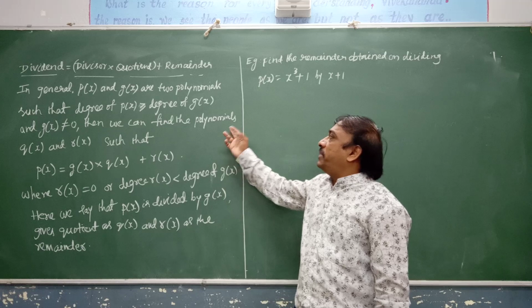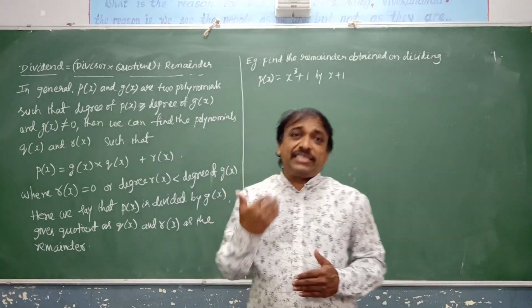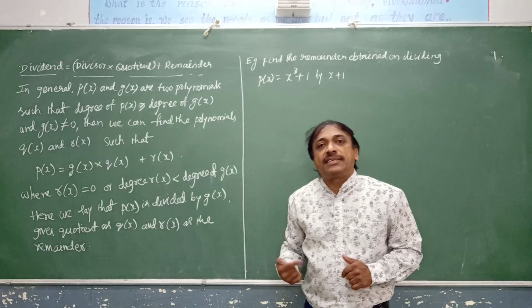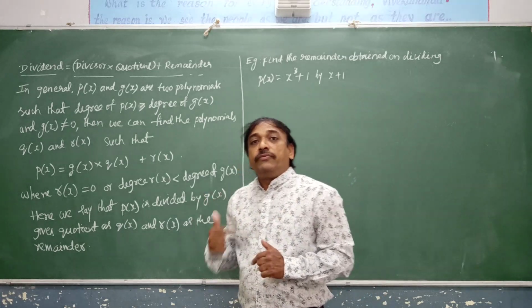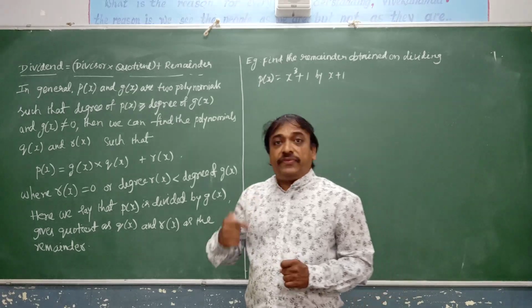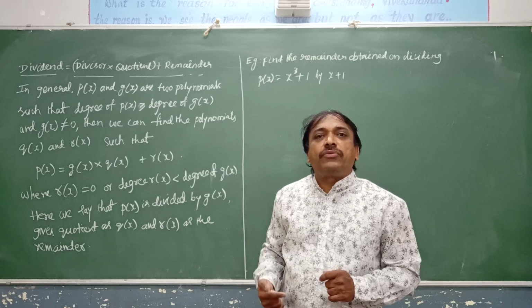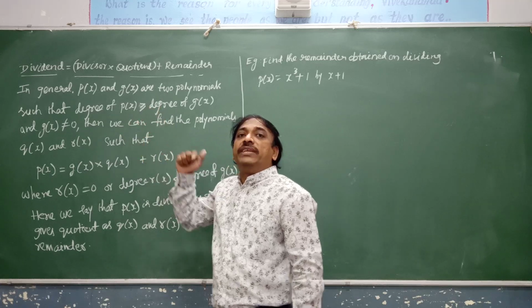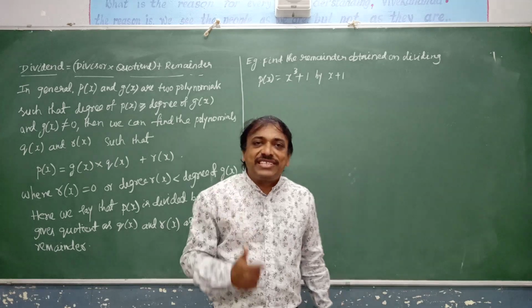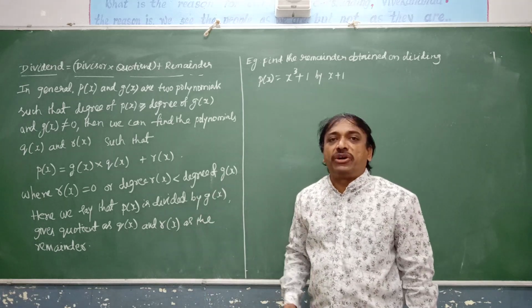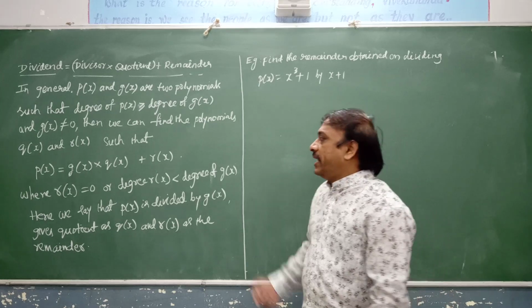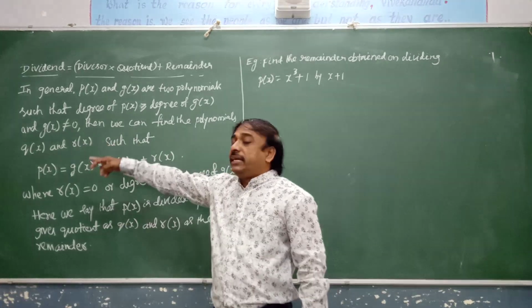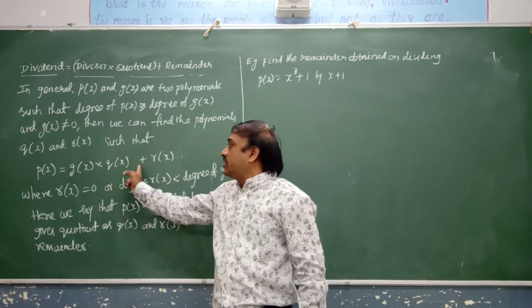Then, if you have the dividend p of x and the divisor g of x, and the degree of p of x is greater than or equal to the degree of g of x, we can find two more polynomials, the quotient and the remainder, such that dividend is equal to divisor into quotient plus remainder.